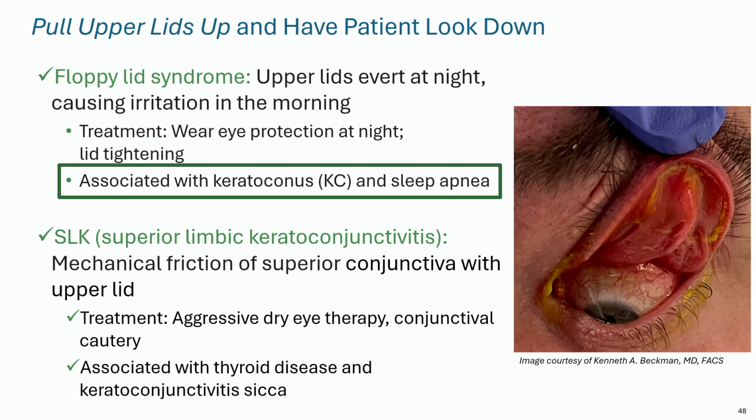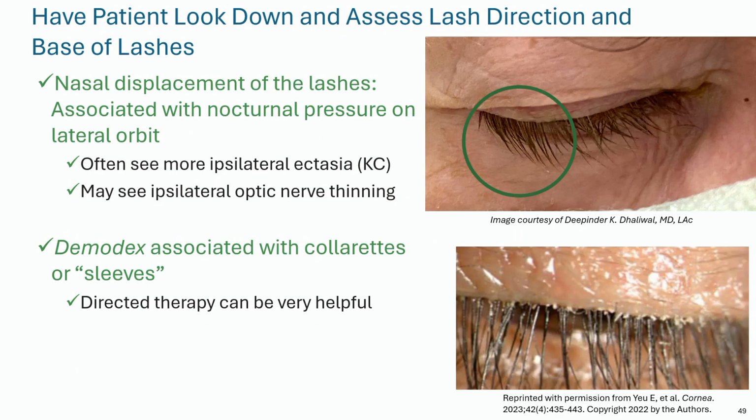Floppy lid syndrome is a problem because the upper lid everts at night when they're sleeping. Okay, just like that. And it causes a lot of irritation in the morning. So remember to ask these patients about sleep apnea and look for keratoconus. Those 3 things go together. Floppy lid, keratoconus, sleep apnea. Also, when you have the upper lids up and have the patient look down, you're going to diagnose SLK. And remember, that's associated with thyroid.